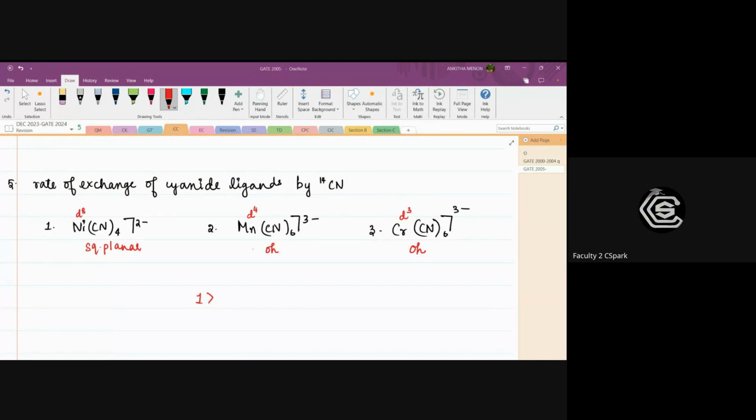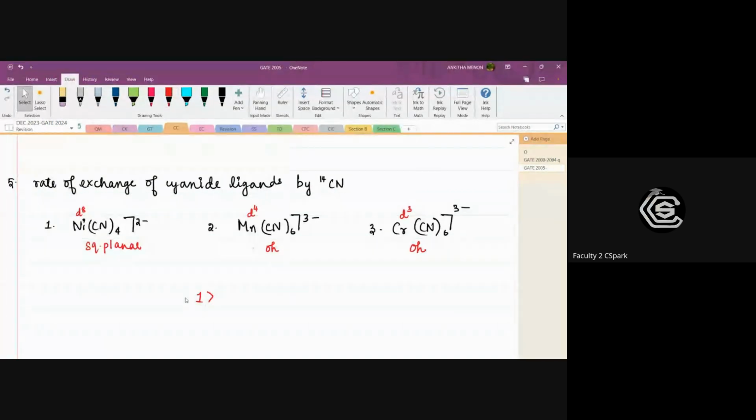What is the order? Are distorted. See, first one, square planar, attack is easier because there are many empty spaces available where the incoming ligand can go and attack and replace. 2 and 3, what happens if it is distorted?